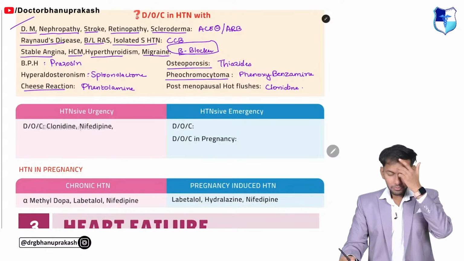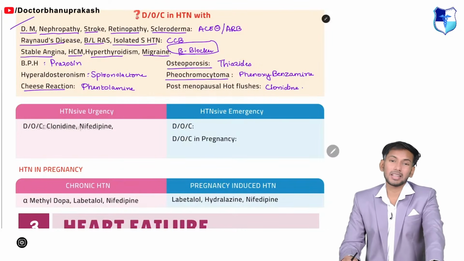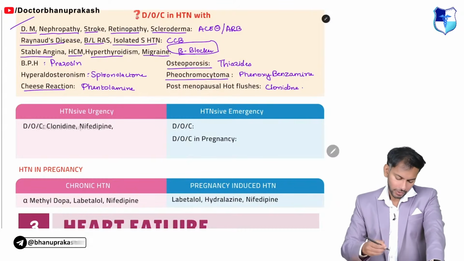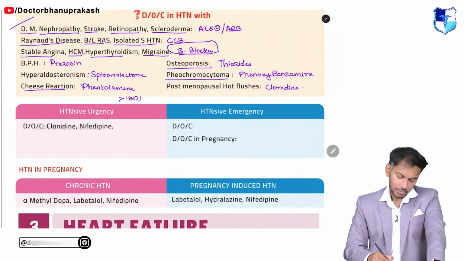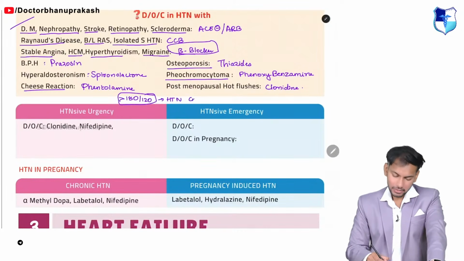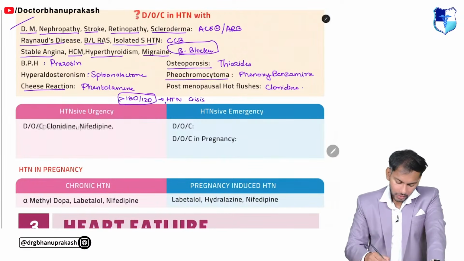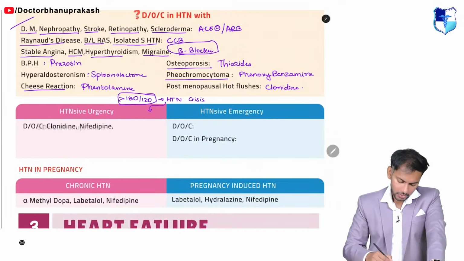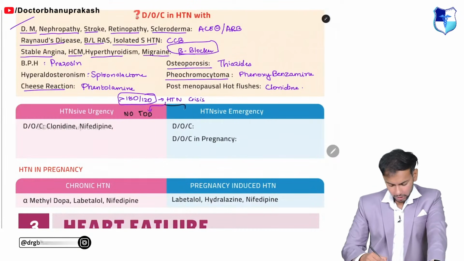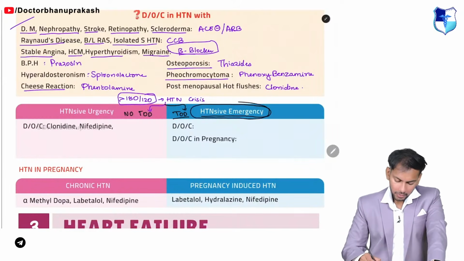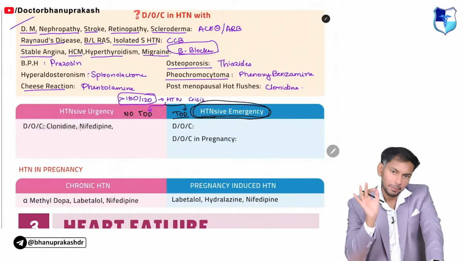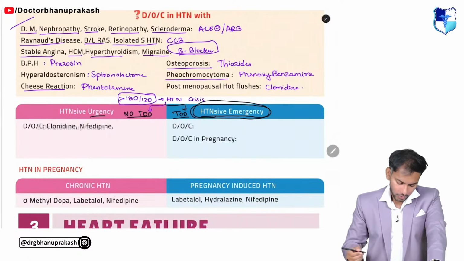Yes. Now, we'll talk about emergencies. Yes, there is something known as hypertensive crisis. When do you have hypertensive crisis? When the BP is more than 180 by 120, that is what is hypertensive crisis. If there is no target organ damage associated with this, that is what is known as hypertensive urgency. But if there is target organ damage, then we call it hypertensive emergency. Emergency means target organ damage is present. Urgency means there is no target organ damage.